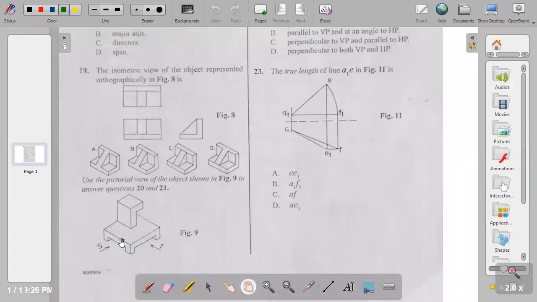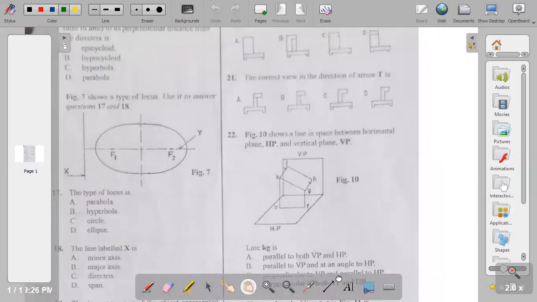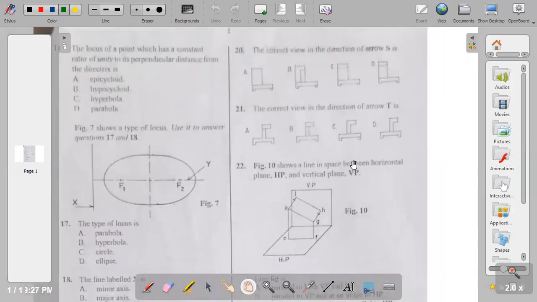This is arrow S. When you want to analyze arrow S, you see this part. Then you also see a rectangle at the top. Then don't forget that there will be thin short dashes to show that there's a cutout from the block. So let's go back to the options to pick the correct answer. The answer to question 20 is C. Now to question 21.